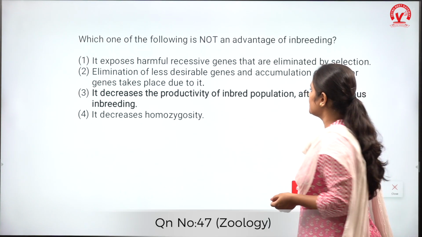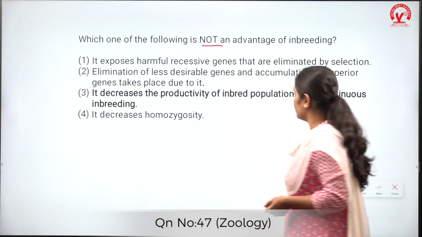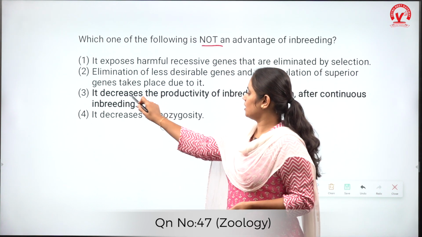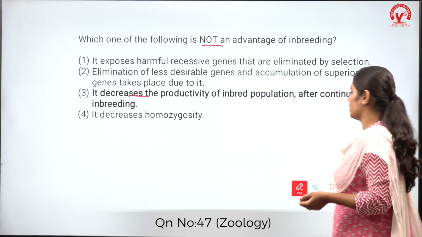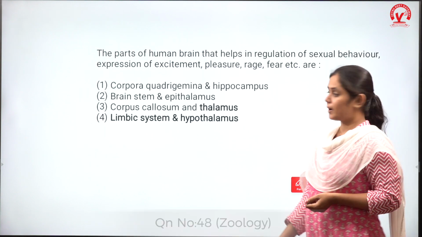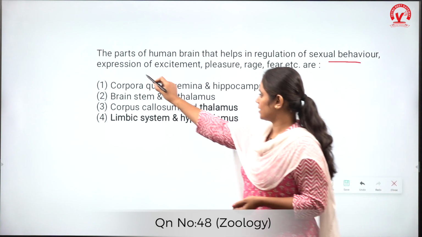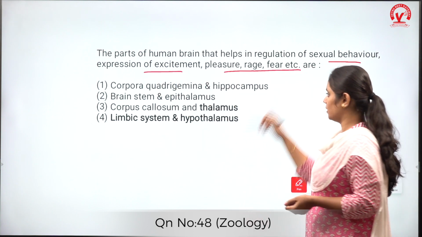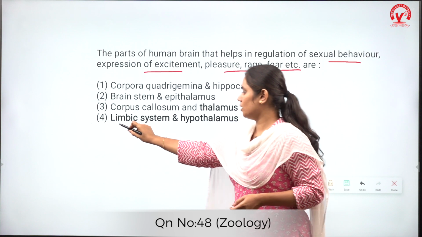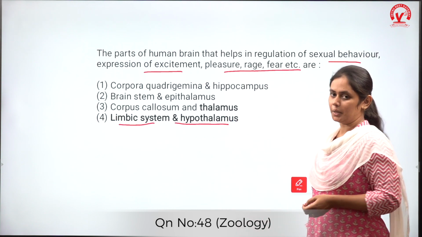Which one of the following is not an advantage of inbreeding? The answer will be option 3. It decreases the productivity of inbreed population after continuous inbreeding. The parts of the human brain that help in regulation of sexual behavior, expression of excitement, pleasure, rage, fear, that is emotions. So the answer will be option 4, limbic system and hypothalamus.